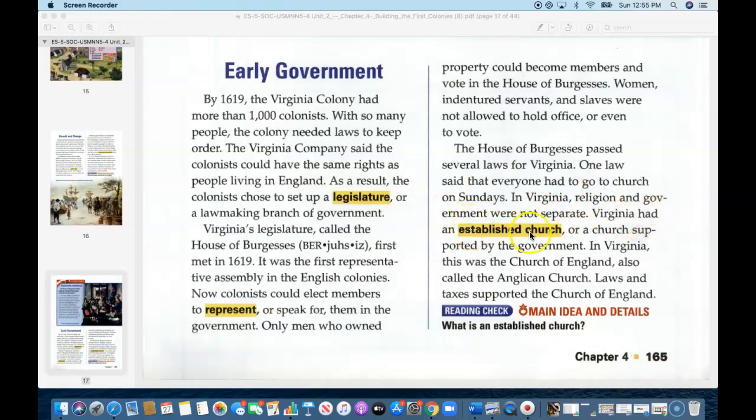Virginia had an established church, or a church supported by the government. In Virginia, this was the Church of England, also called the Anglican Church, and today we would call it the Episcopal Church in America. Laws and taxes supported the Church of England. So what is the difference between an established church and a non-established church? What is an established church? Make sure you have that in your notes.